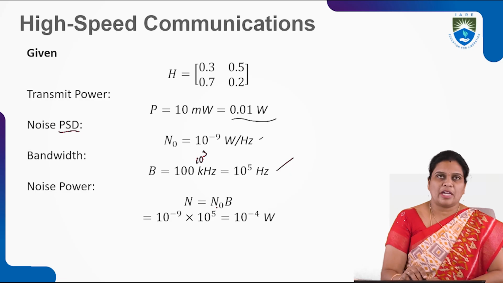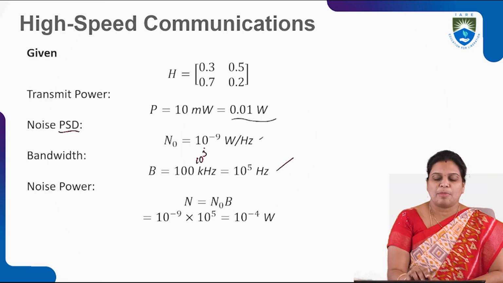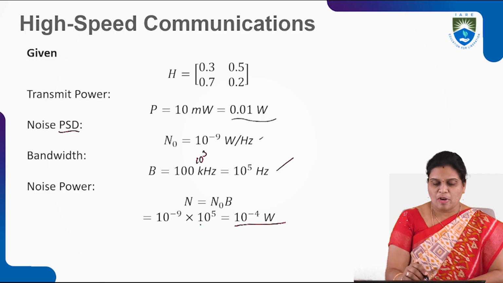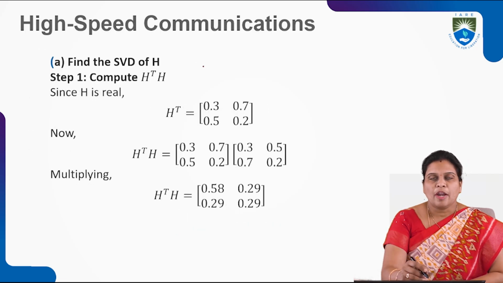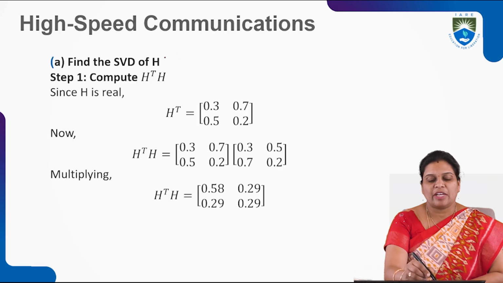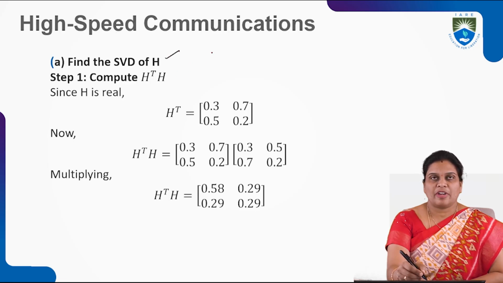Now finding the noise power N equal to N naught into B. So 10 power minus 9 into 10 power 5, so this is 10 power minus 4. This is the noise power. Now the first step is to find the SVD of H. What is the formula? H equal to U sigma V transpose.